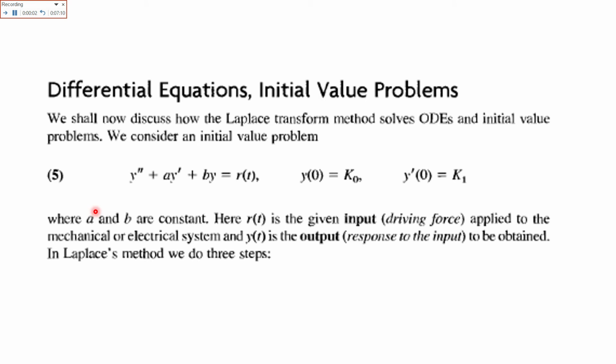Now the differential equation and initial value problems. We shall now discuss how the Laplace transform method solves ordinary differential equations and initial value problems. We consider an initial value problem here: y double dash plus a y dash plus b y is equal to r of t, where the initial conditions are y of 0 equals k naught and y dash of 0 equals k1. Here a and b are constants.